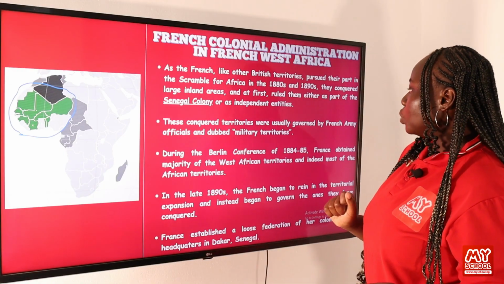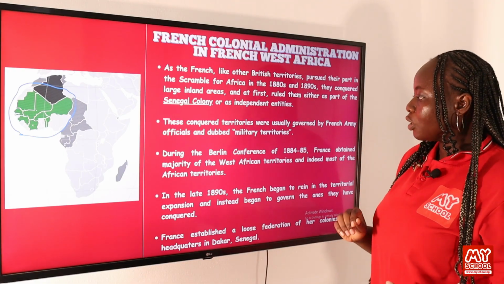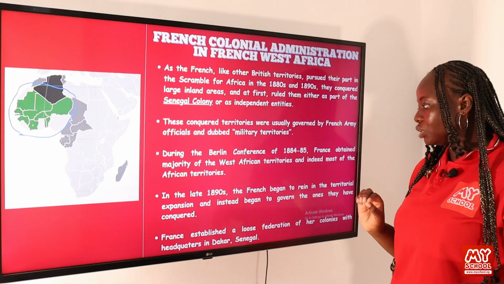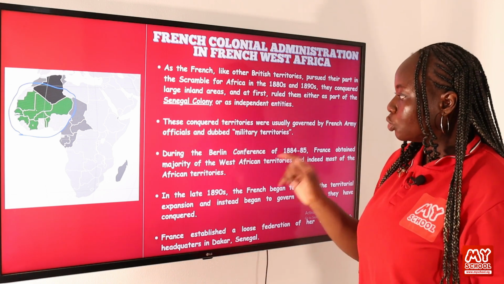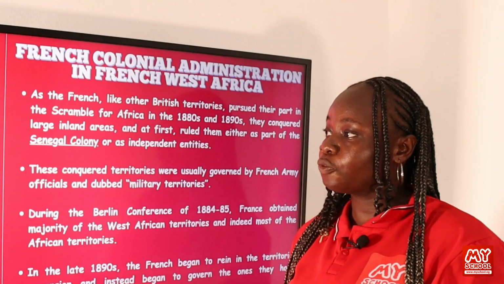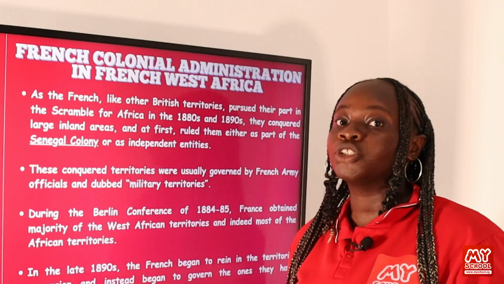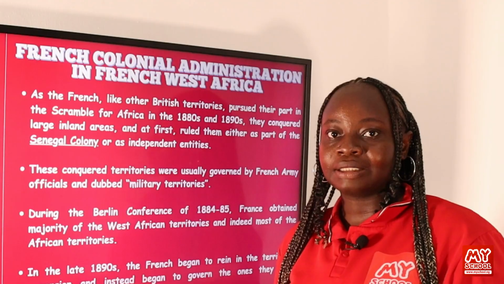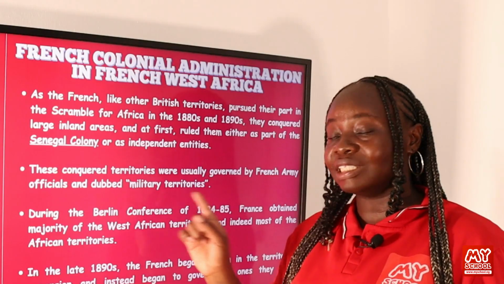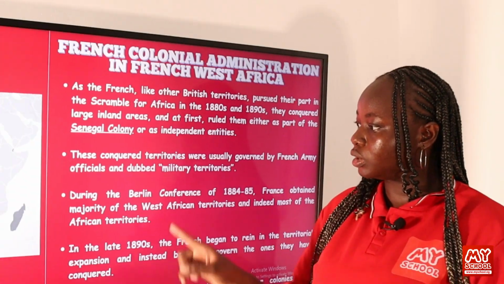These conquered territories were usually governed by French army officials and dubbed military territories. So during the Berlin Conference of 1884 to 85, France obtained the majority of the West African territories and indeed most of African territories. So before then, they were using military leaders to conquer the territories in French West Africa. You understand that the French mission was to civilize West Africa, and some people may not be okay with that, especially with the fact that most of their African culture was eroded at that time. So they needed military officials to help establish their colonies within these territories.